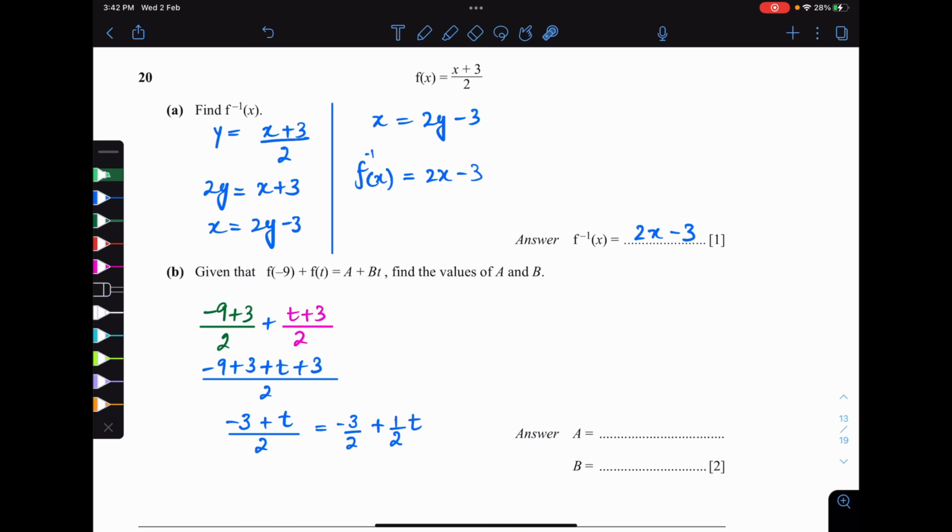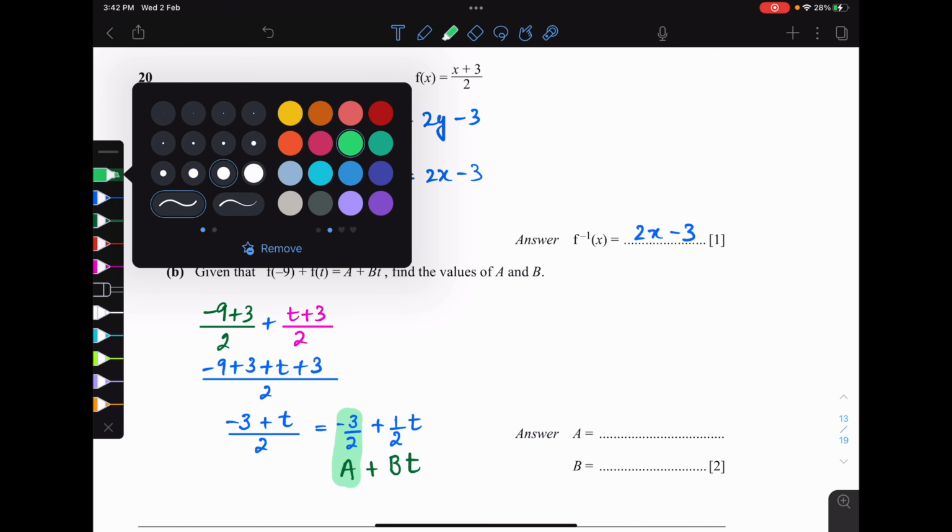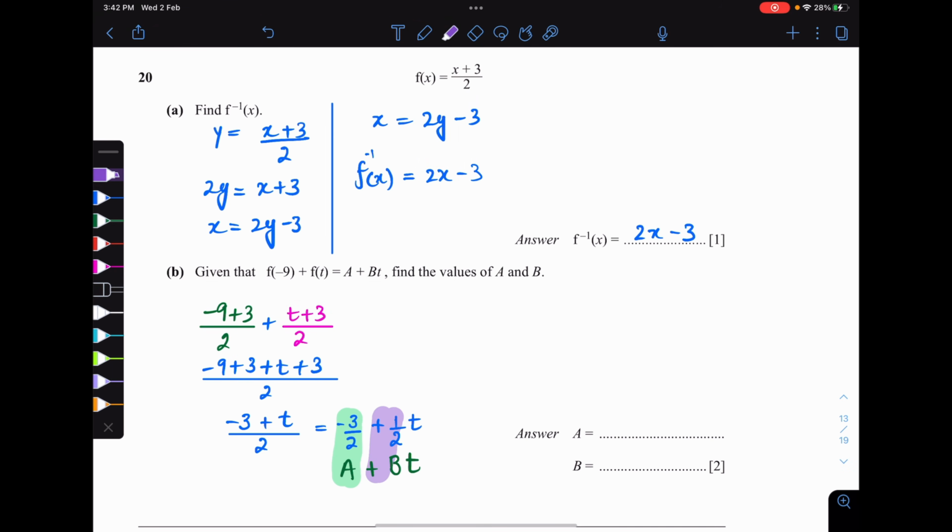So what I have done here is I have split this fraction into two parts. It's negative 3 over 2 plus t over 2. Now, negative 3 over 2 is fine. For t over 2, I have written it as 1 over 2 t. Now, why have I done this? Because the question asks me to show my answer in this form. And now, once you're in this form, you can clearly see that by comparing these coefficients, you can get the value of a and b. So a is negative 3 by 2 and b is 1 by 2.